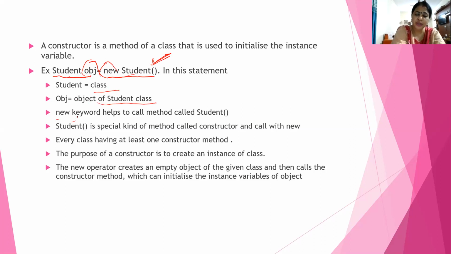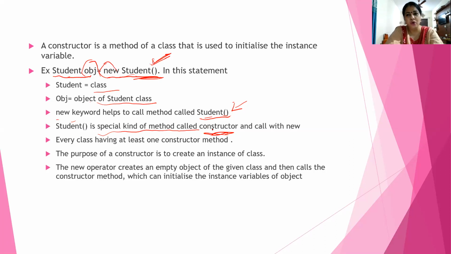What is the new keyword? It helps to call the method Student. It is written as Student with parentheses, and it is a method. So new helps you to call the method Student. What is the main purpose of this method? This Student method is a special kind of method. It is called a constructor.